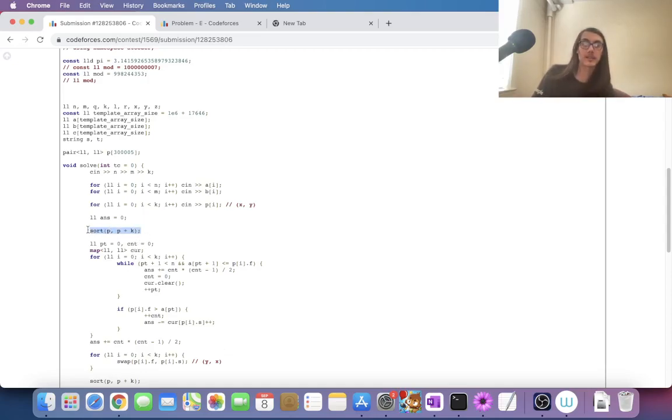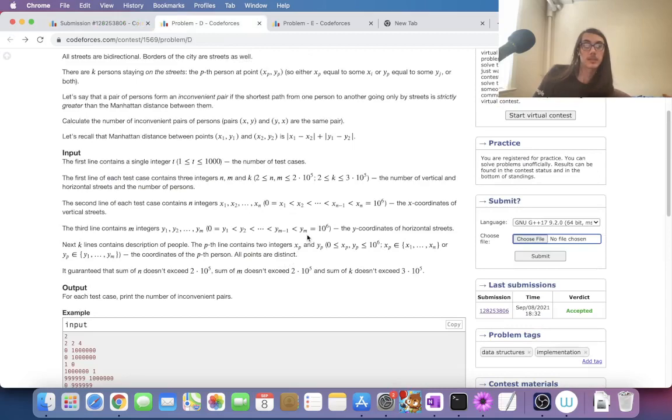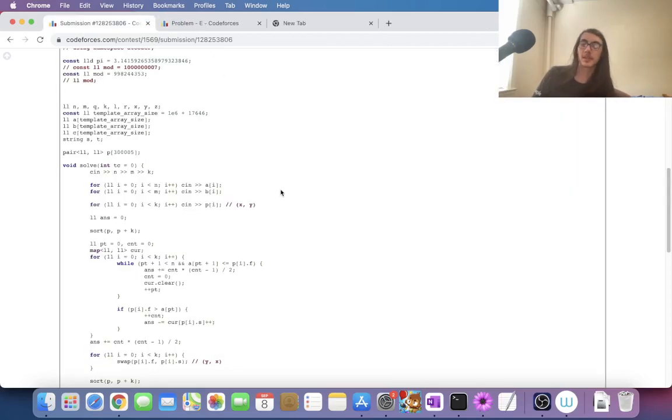So you sort by x. These are already sorted, which is convenient. It does mention that explicitly, that these are in order. And the first one is 0 and the last one is 10 to the 6th. So everything's within the bounds, which is also nice.